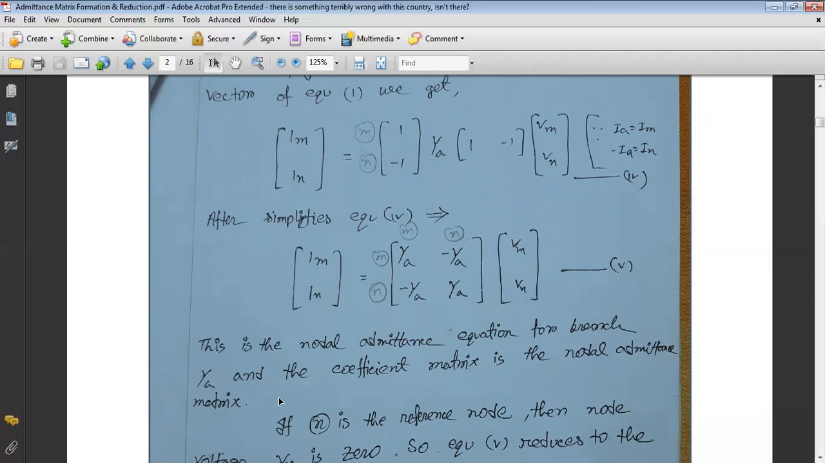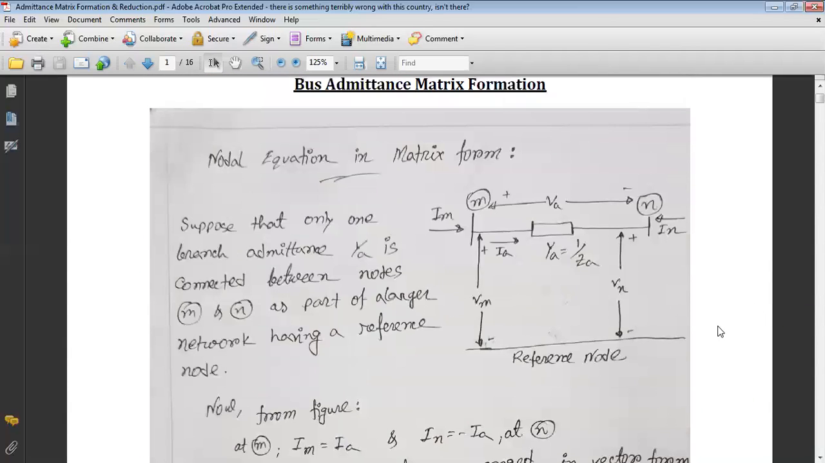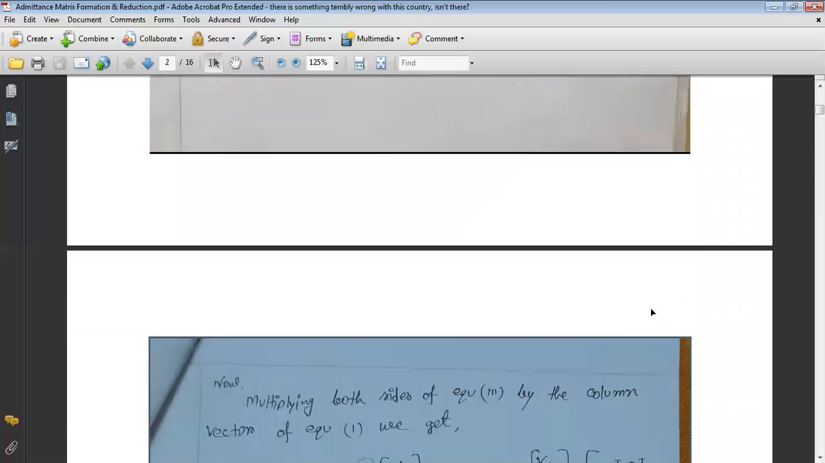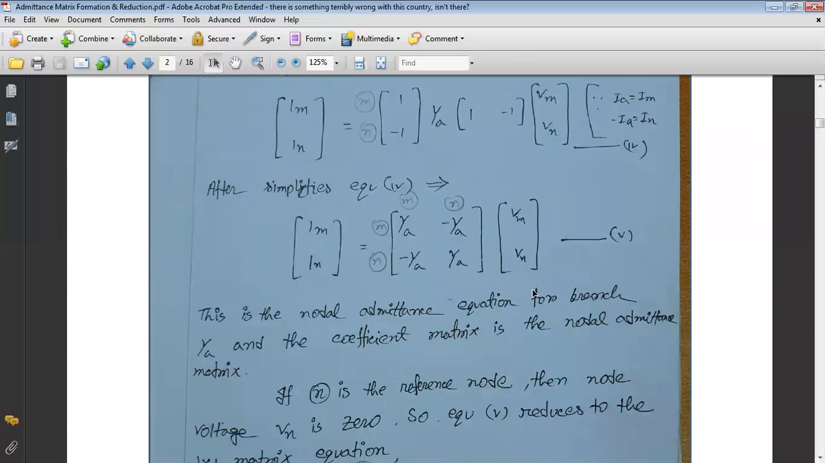So here, from equation 5, we can see that in our circuit diagram there are two buses or two nodes, one is M and another one is N. For two buses there are two currents, Im and In. Whenever we formulate the nodal equation or current equation for two different buses or nodes, there should be two different currents, Im and In.